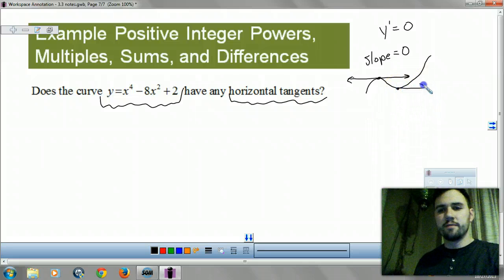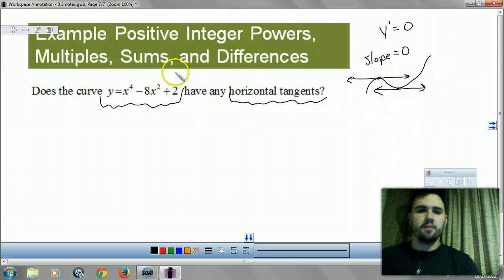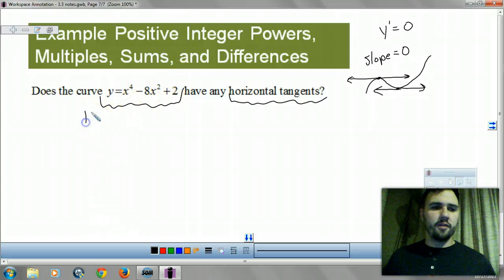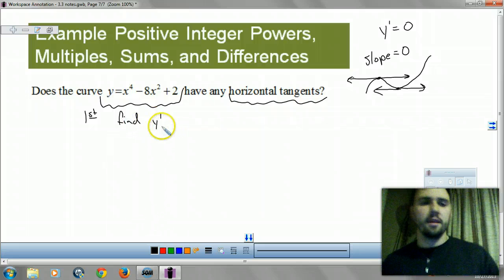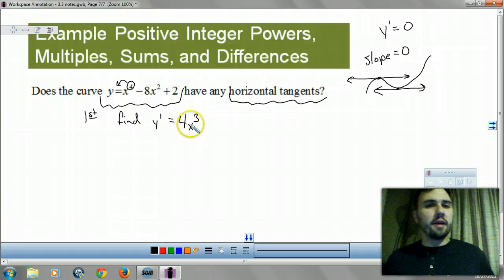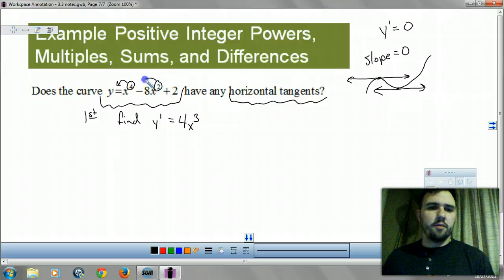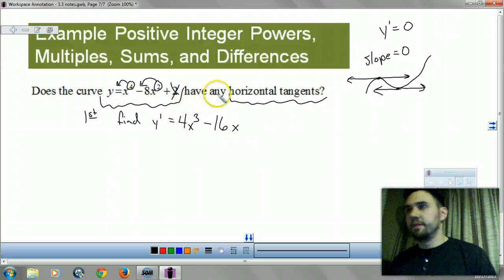This one actually is 2, right? So first we have to find y prime, which we know how to do very easily now. Move the 4 in front, 4x to the third, because 4 minus 1 is 3. Move the 2 out in front. 2 times negative 8, negative 16x. 2 minus 1 is 1. And remember, the 2 just goes away. Derivative of 2 is 0.